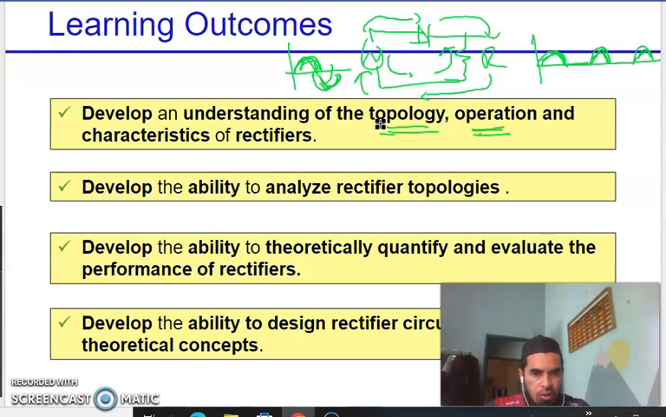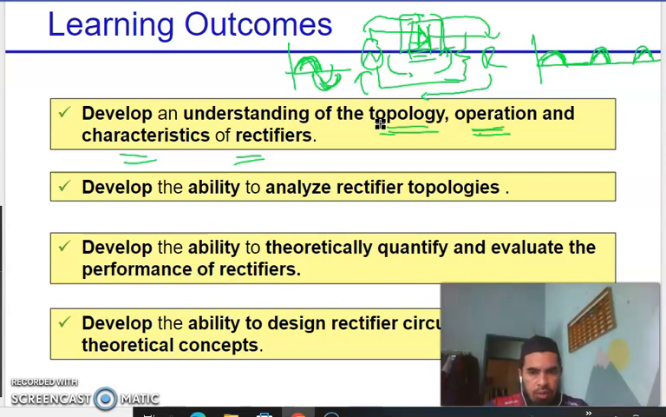And then we should know the characteristics of the rectifiers. Different rectifiers behave with different characteristics: at what level it will switch on, what kind of voltage, what kind of current. How each rectifier behaves depends on its characteristics, on the load, on the source, and on the behavior of the rectifier itself.